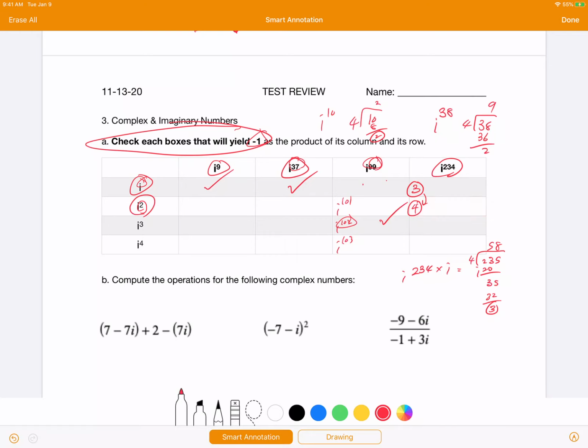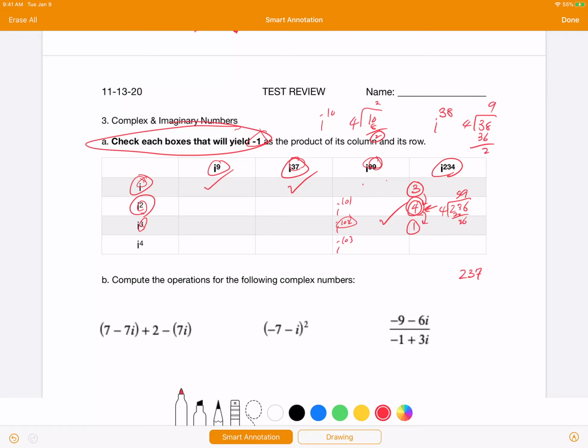And then i to the 3rd with 234 will give you a remainder of 1. So you're pretty much trying all of these together and then just trying to get the answer. So i to the 3rd with i to the 234 would be 237. This would be 236. But if you were to divide that by 4, that's perfectly divisible, as you can see.